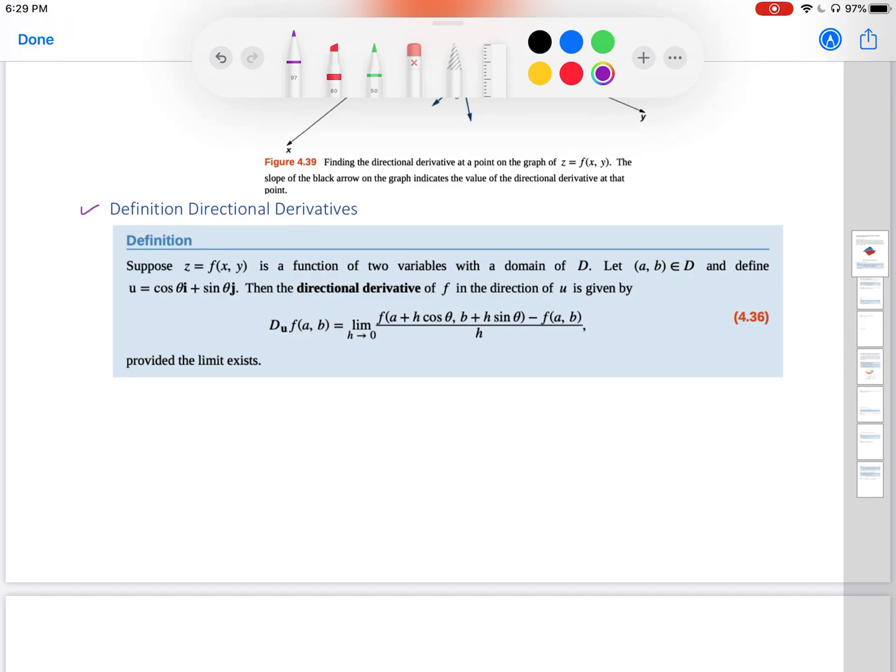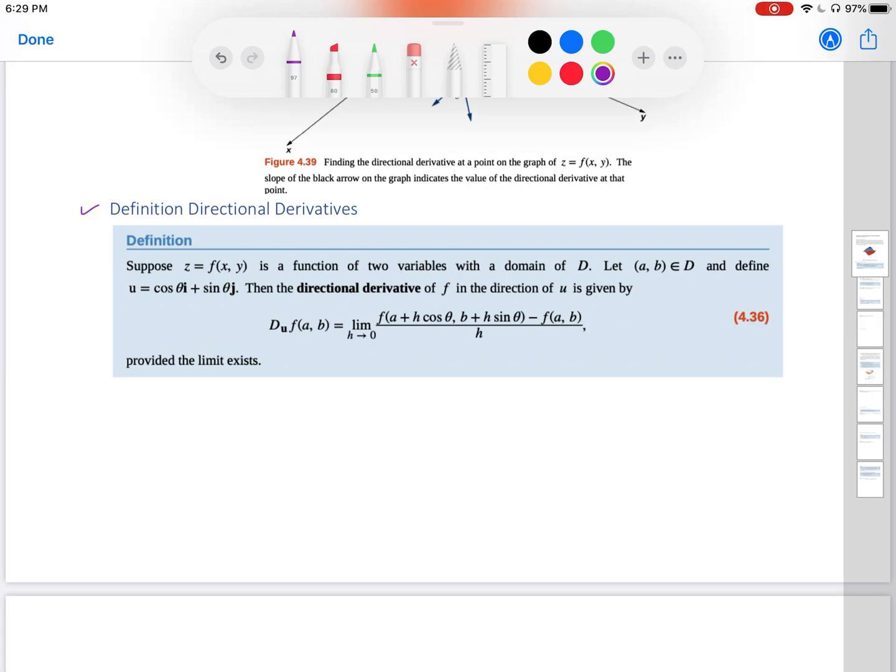First definition, directional derivatives. Suppose z equals f of x comma y is a function of two variables with domain D. Let a and b be contained in D and define u equals cosine theta i plus sine theta j. Then the directional derivative of f in the direction of u is given by D sub u f of a comma b equals the limit as h approaches 0 of f of a plus h cosine theta, comma b plus h sine theta, minus f of a comma b, divided by h.